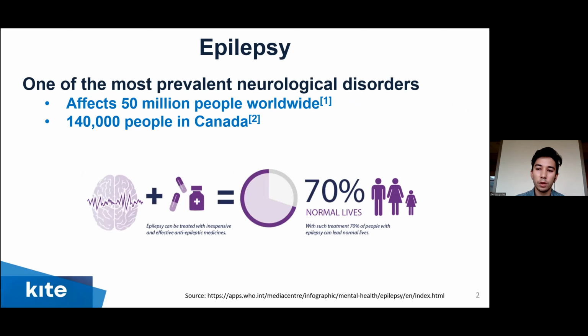Epilepsy is one of the most prevalent neurological disorders in the world. It affects around 50 million people worldwide and over 140,000 people in Canada alone. The majority of cases of epilepsy, about 70%, can be treated using anti-epileptic drugs. However, the others cannot be treated long-term at all. So these people have to live with the main symptom of epilepsy, which are seizures.